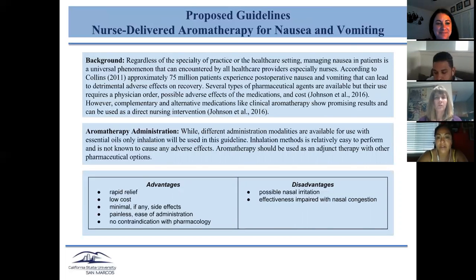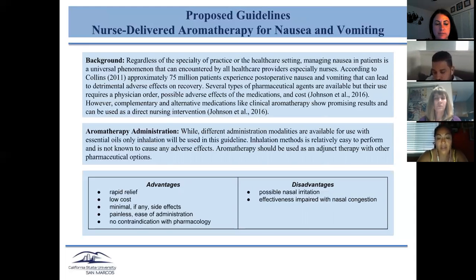Several types of pharmaceutical agents are available, but their use requires a physician's order, possible adverse effects of the medications, and cost. However, complementary and alternative medications like clinical aromatherapy show promising results and can be used as a direct nursing intervention. Aromatherapy administration. While different administration modalities are available for use with essential oils, only inhalation will be used in this guideline. Inhalation is relatively easy to perform and is not known to cause any adverse effects. Aromatherapy should be used as an adjunct therapy with other pharmaceutical options.